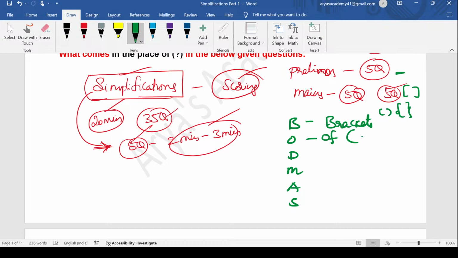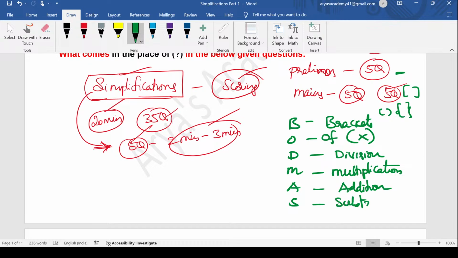O stands for of. Of is nothing but multiplication only. Then D stands for division. M stands for multiplication. A stands for addition, and S stands for subtraction, and this is the order. You have to start from brackets and proceed to subtraction.